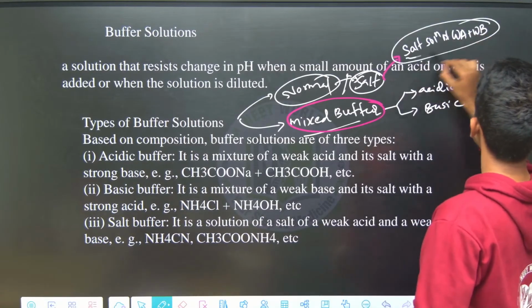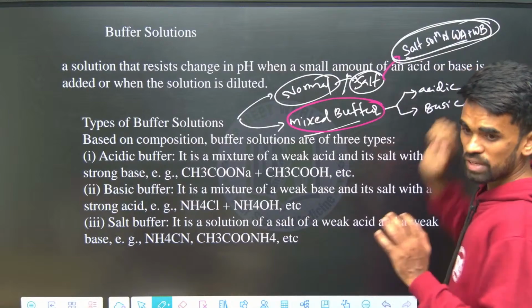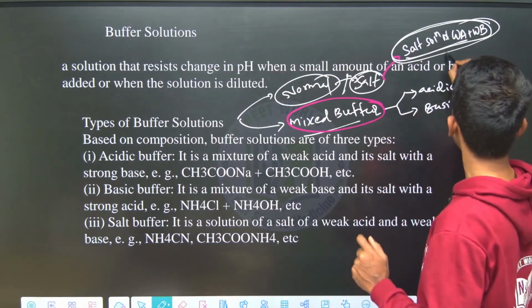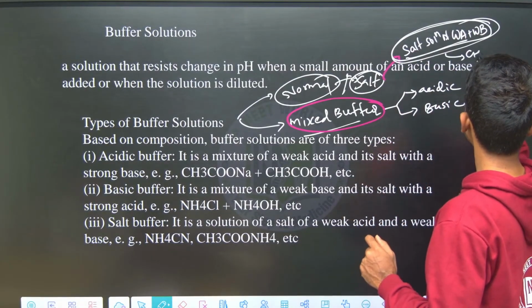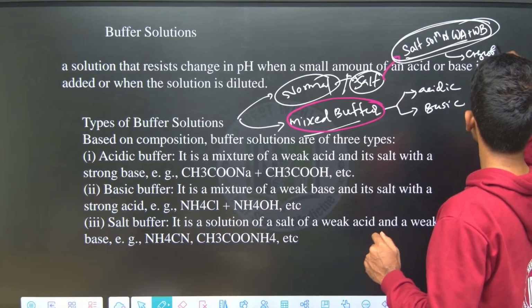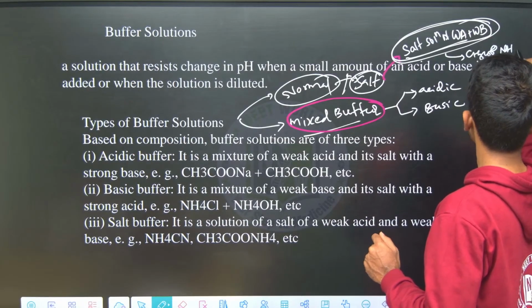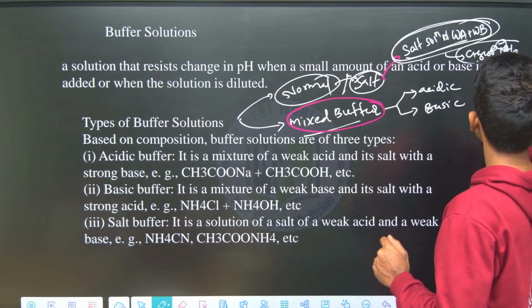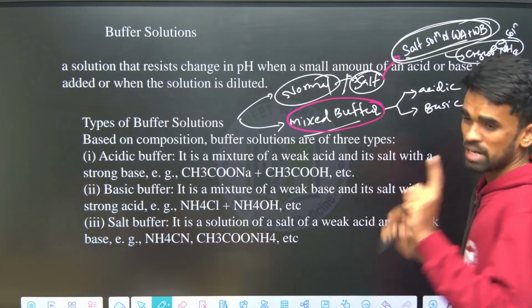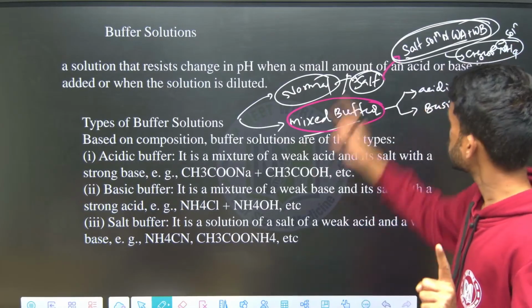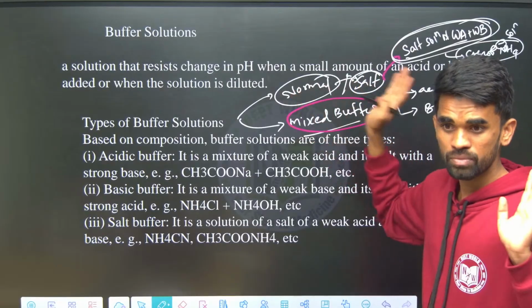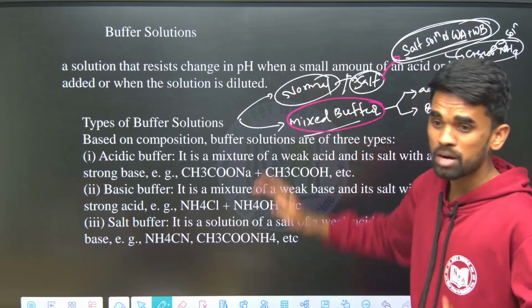A salt solution of weak acid and weak base means, for example, acetate ion from a weak acid and ammonium ion from ammonium hydroxide, a weak base. So the solution of this is a single compound. That is a salt solution, or a salt buffer, or a normal buffer.